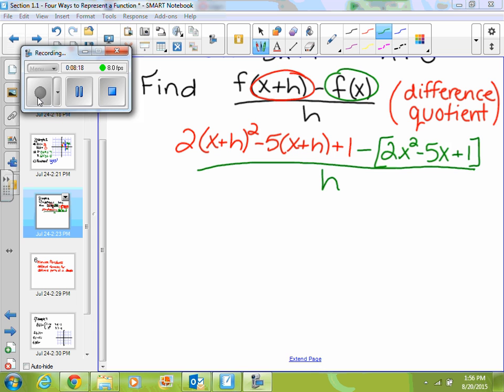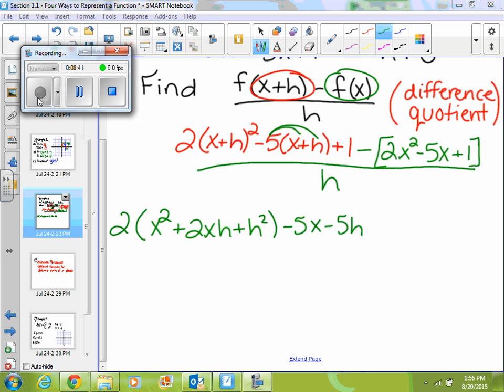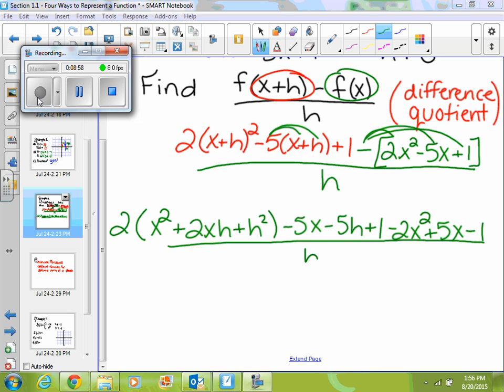Okay, so if I start with (x plus h) squared, if you FOIL it, it becomes x squared plus 2xh plus h squared. If I distribute my minus 5, I get minus 5x minus 5h. Then I still have my plus 1. And if I distribute my minus sign, I get minus 2x squared plus 5x minus 1, all divided by h.